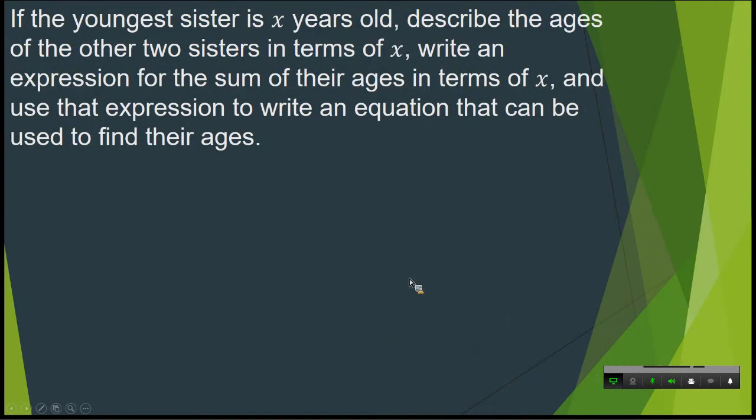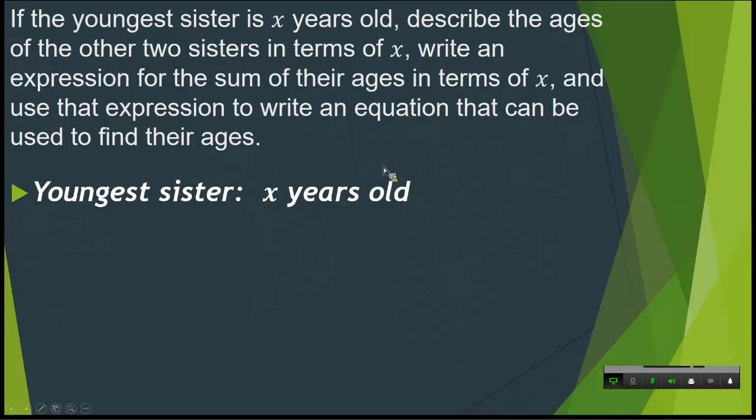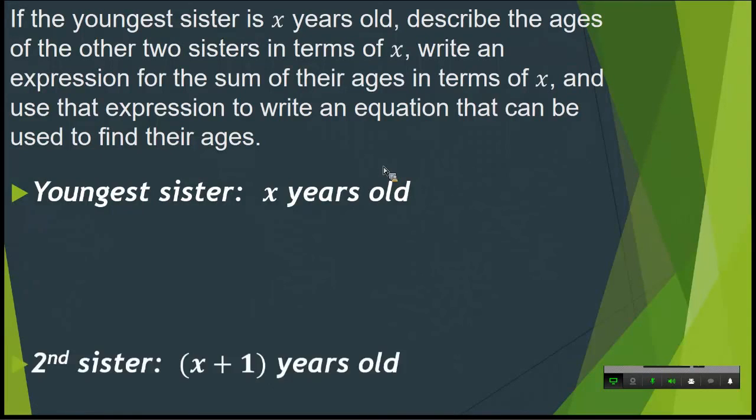If the youngest sister is x years old, describe the ages of the other two sisters in terms of x. Write an expression for the sum of their ages in terms of x, and use that expression to write an equation that can be used to find their ages. So, first, the youngest sister is x years old. The second sister is x plus 1.